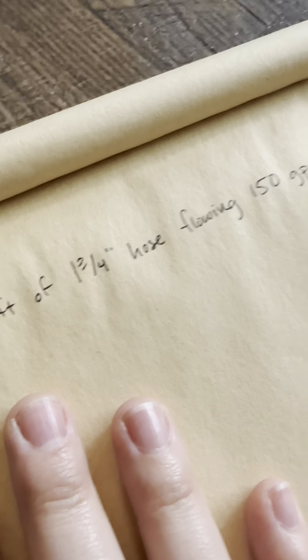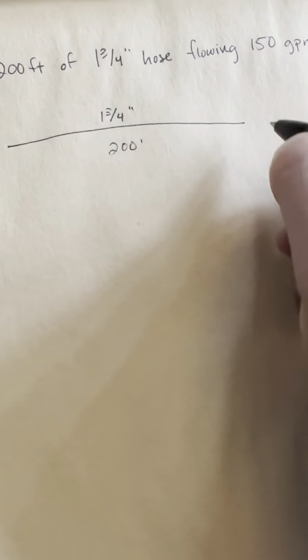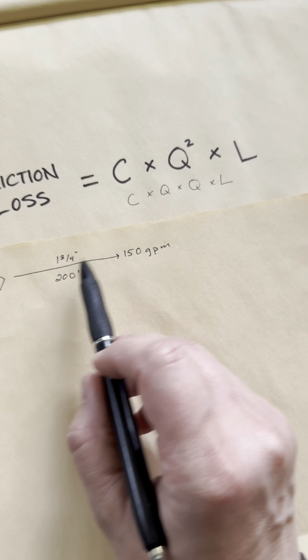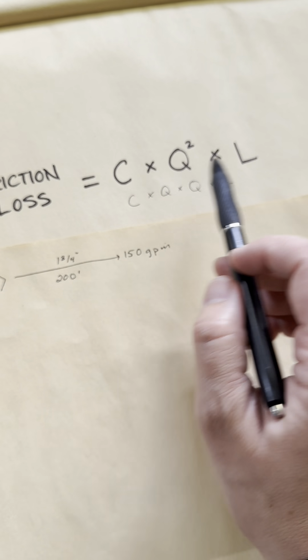When you double the length of travel, you worked this hard to get this far, then you work that hard again to get that far. That's the idea, so let's put them together and do the math. We've got 200 feet of 1 3/4 hose flowing 150 gallons per minute with a fog nozzle. So to calculate friction loss for the hose, we know we need C, Q, and L.